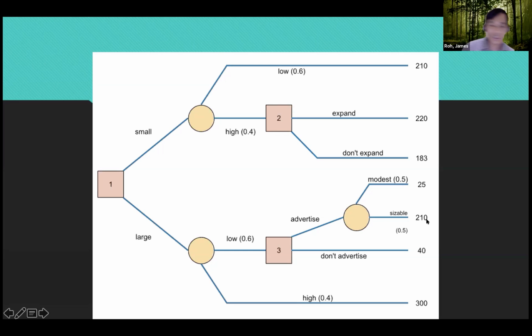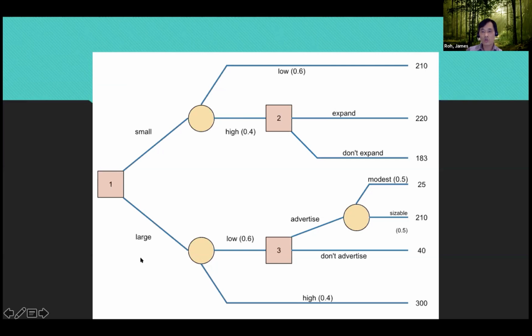So now you have to calculate the EMV, right? EMV is easy here, 0.6 times 210 plus now expand or don't expand, right? So in this case, you have to choose the better one, and you know that expansion is better, so 220 will be your choice. So high market, I think your best bet is to choose to go with expansion, and 220,000 times 0.4. So your expected value of small plant in this case is 0.6 times 210 plus 0.4 times 220. That's your choice there, and that expected value is right here.